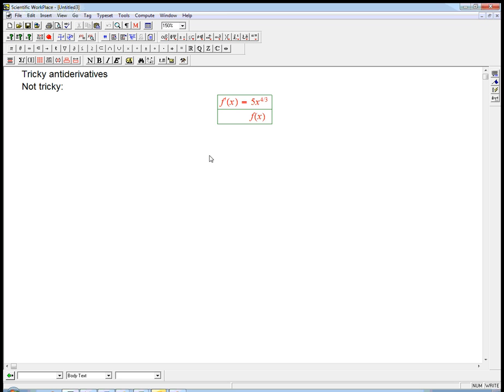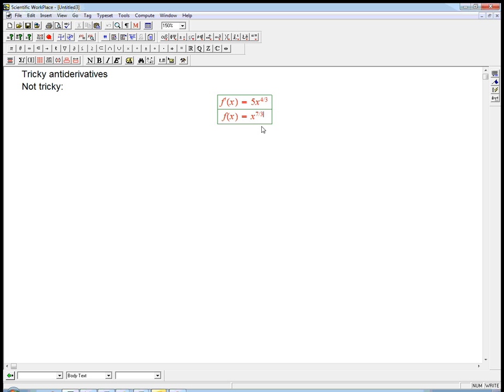F of x equals, well, it's a power. When we differentiate a power, we subtract one. So when we antidifferentiate, we're going to add one, because we're trying to find the mystery function that when we differentiate it, we'll get x to the 4/3. Let's not worry about the 5 for a second. So we're going to get x to the 7/3.